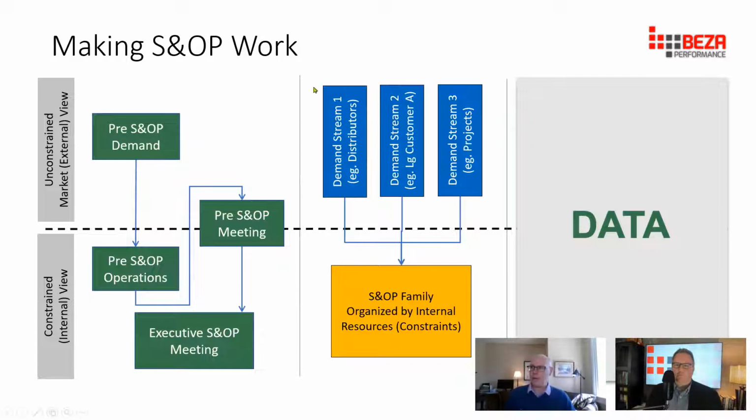The examples I have here are a distributor, a large customer, or projects, which would have an even broader range of demand planning and forecasting methodologies that you use, but they've all got to come down to that constraint by the family.